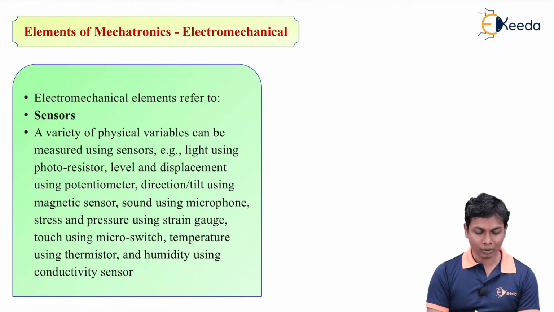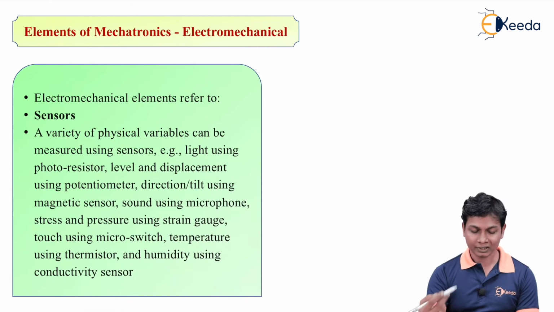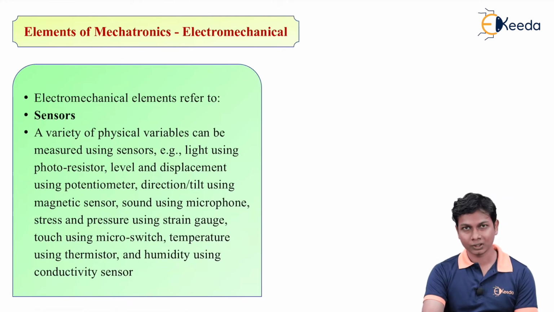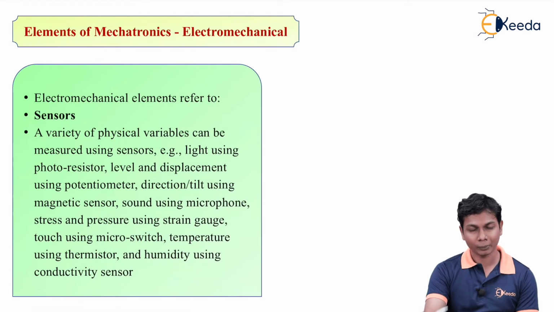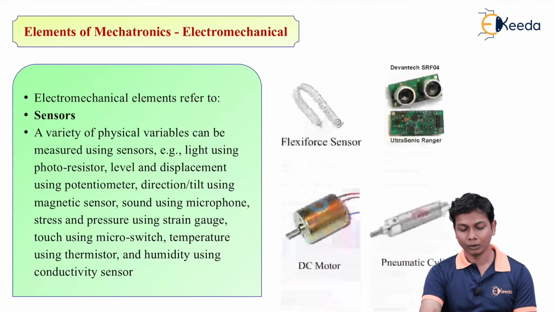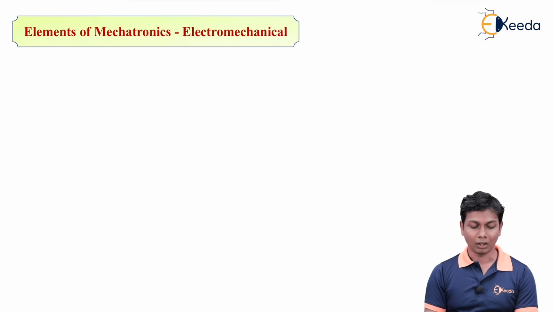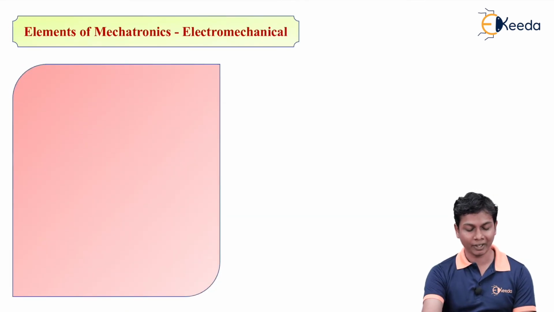pressure is sensed by the strain gauge, micro switch senses the touch, which is used in various tablets and mobiles also, temperature is sensed by the thermistor, which is used in the AC and various temperature application based devices also, and the humidity using the conductivity sensors. Here are some pictorial views of the electromechanical sensors.